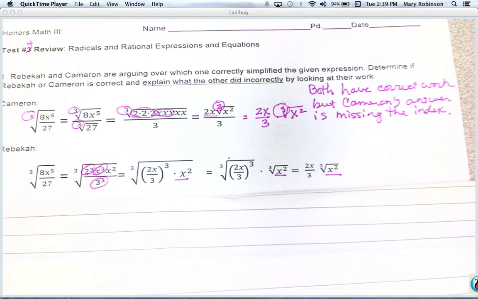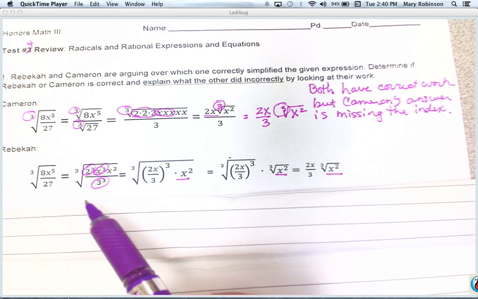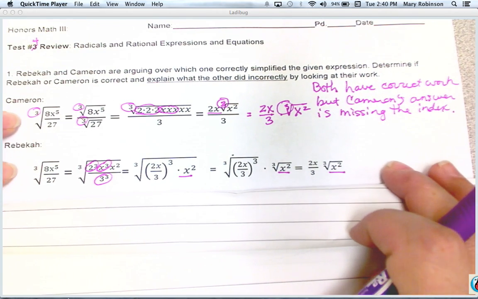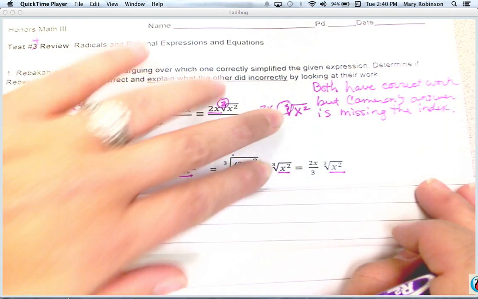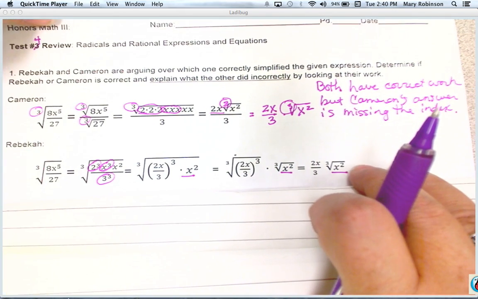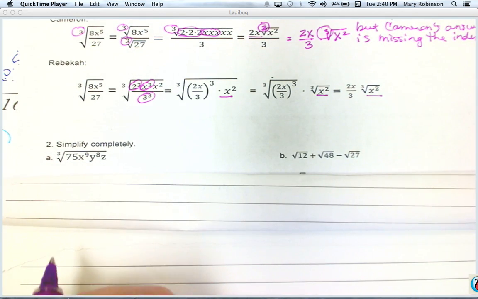And that's it, okay? So this might look a little more confusing, but Rebecca's train of thought is correct. It is the correct work. So just make sure, and hopefully that'll remind you to always follow through and make sure that when you do your work that you don't leave out the index in your answer. Okay? Next, for number 2, you're asked to simplify these.